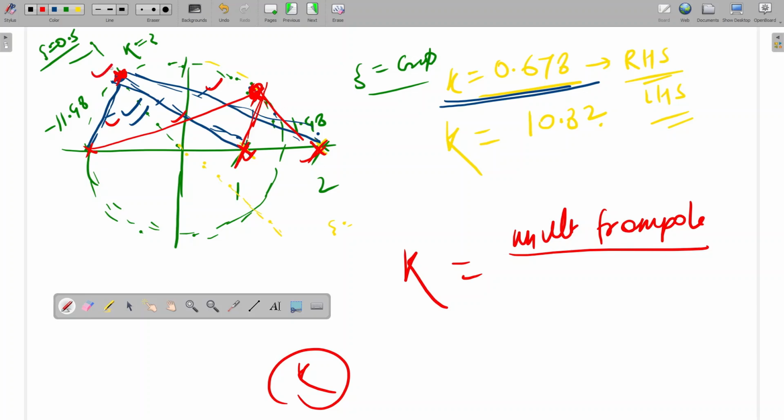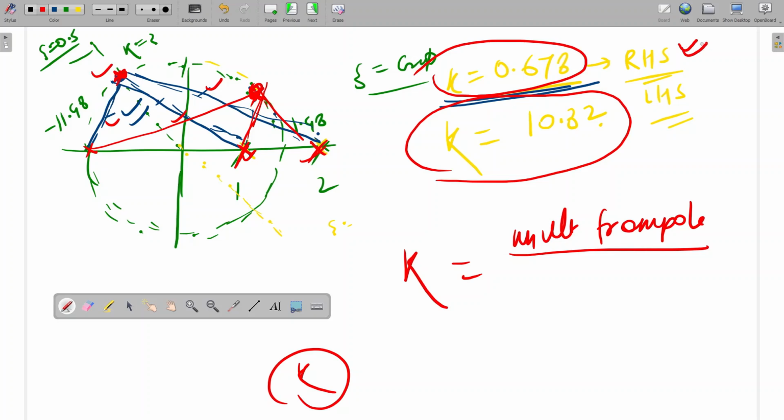Second case, when the poles are on the left-hand side, the multiplication of distances will be higher only. Higher we are getting 10.32 and lower this one, so this can be neglected just by observation. Is it clear?